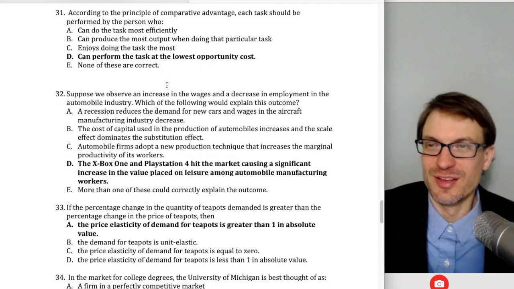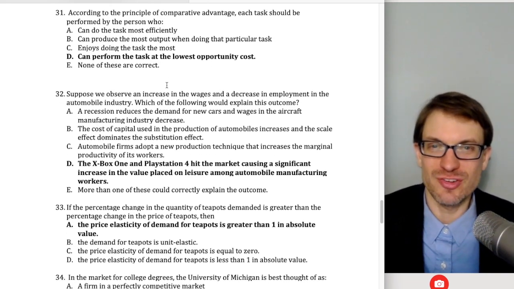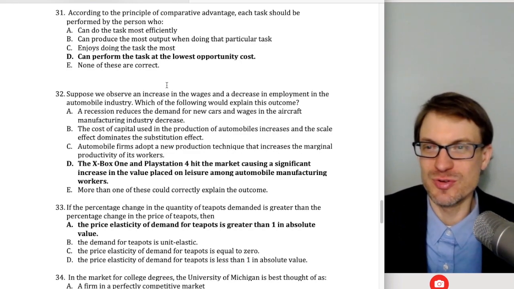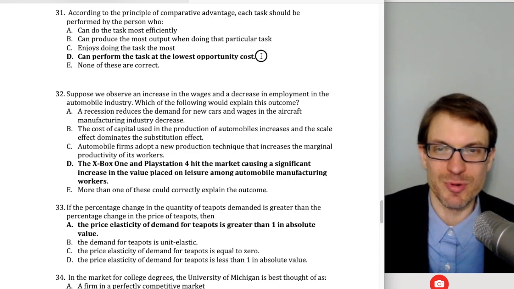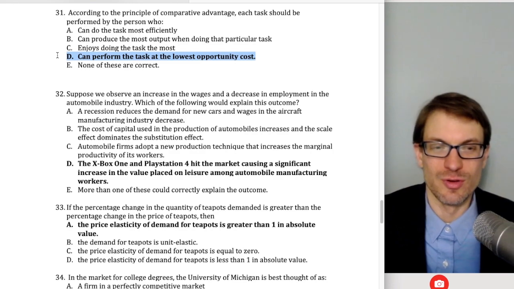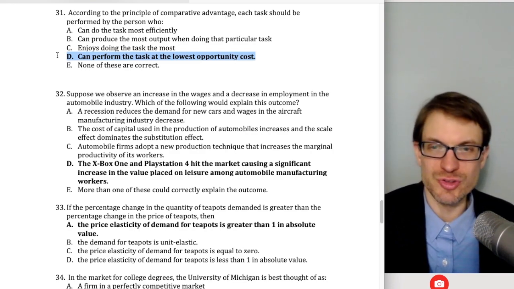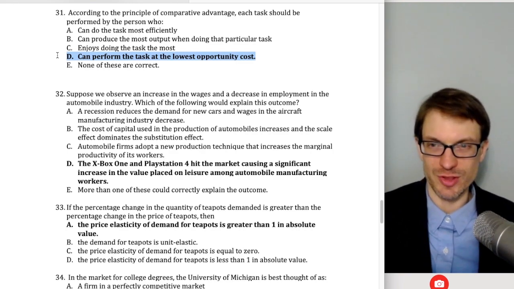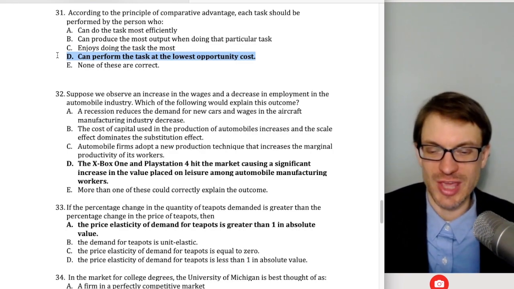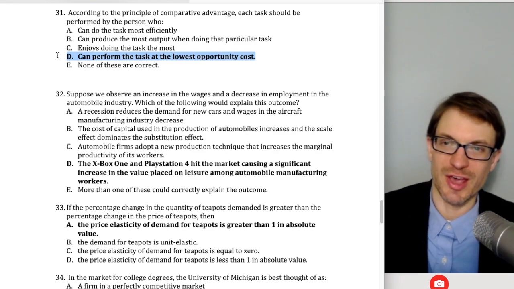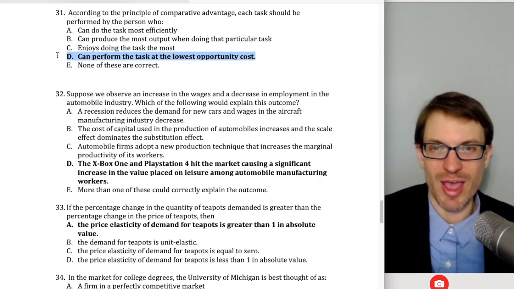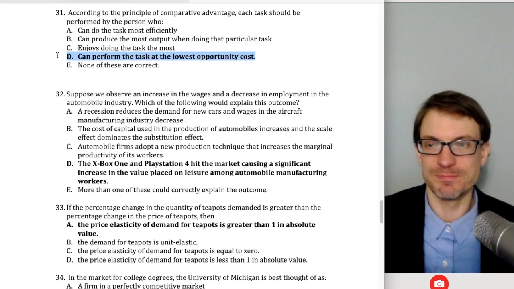All right. According to the principle of comparative advantage, each task should be performed by the person who can perform the task at the lowest opportunity cost. Right. So comparative advantage is just saying, well, who has the lowest opportunity cost of producing whatever this thing is? And then if we want to maximize gains from trade, then we would assign those tasks to whoever has the comparative advantage in that task, and then we'd have them trade.